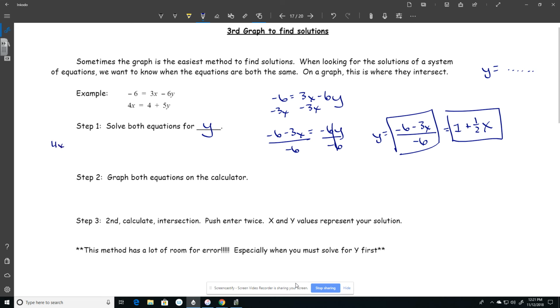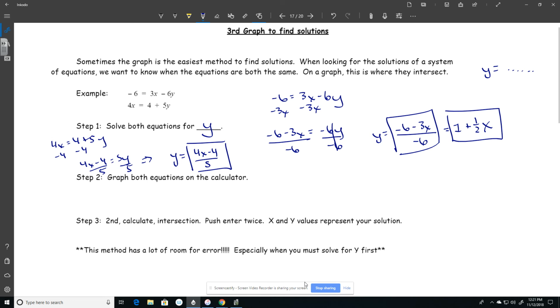So 4x equals 4 plus 5y minus 4 minus 4. So 4x minus 4 equals 5y. Divide by 5, divide by 5. So y is equal to 4x minus 4 divided by 5. And that doesn't simplify at all. So there's my second equation.